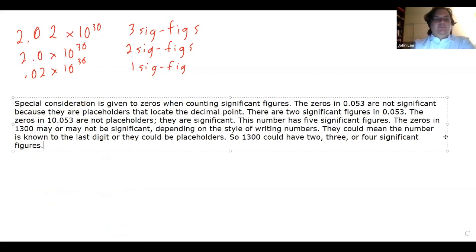So these are the specific rules for significant figures. The zeros in 0.053 are not significant because they are placeholders that locate the decimal point. That's what I said about 0.02. That means that there are two significant figures, the 5 and the 3. The zeros in 10.053 are not placeholders, they are significant. So that has 5 significant figures, like the 2.02 that I was talking about has 3. And the zeros in 1300 may or may not be significant, which is basically what I was saying for 2.0, which is why we tend to write in scientific notation.